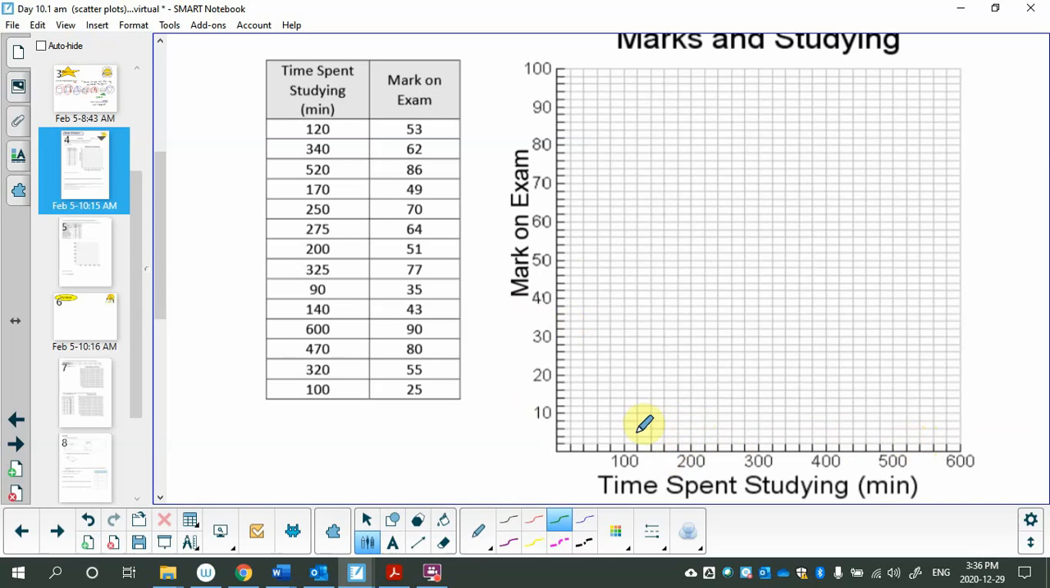And while I'm bringing your attention to what's on these two sides, this one is called the independent variable.